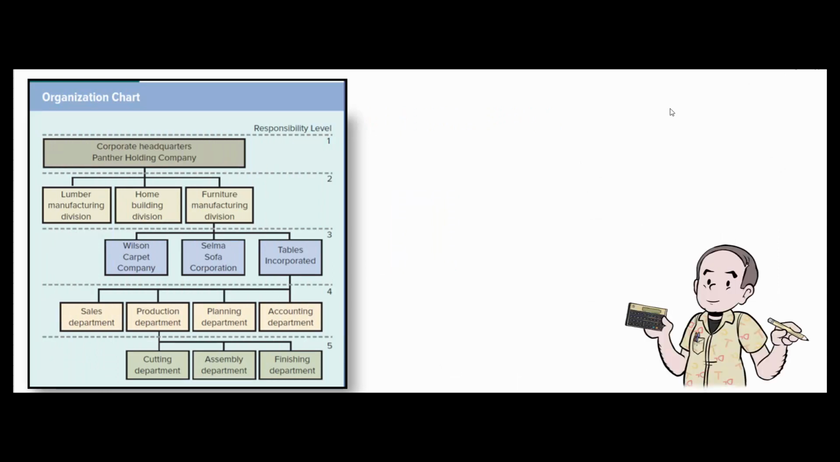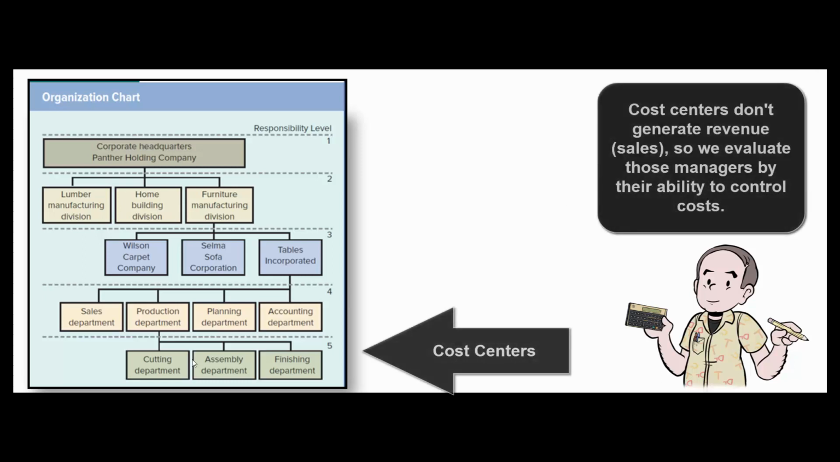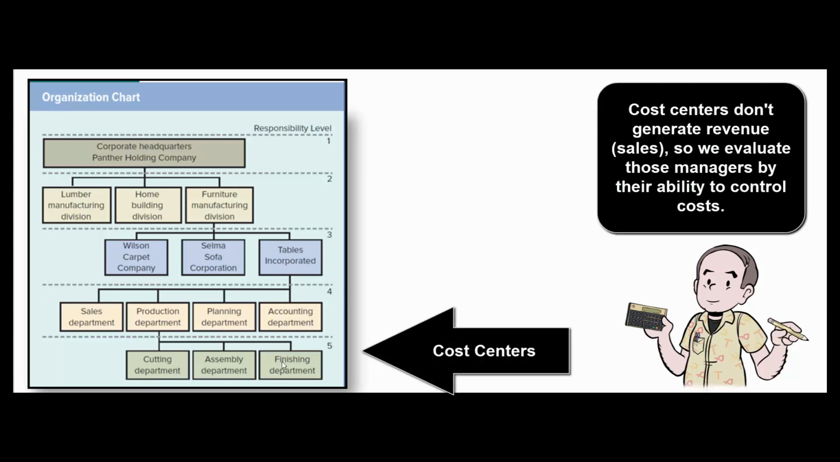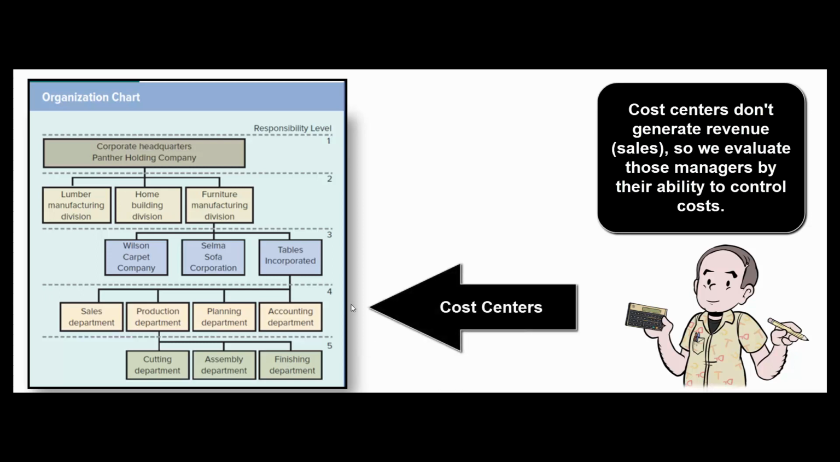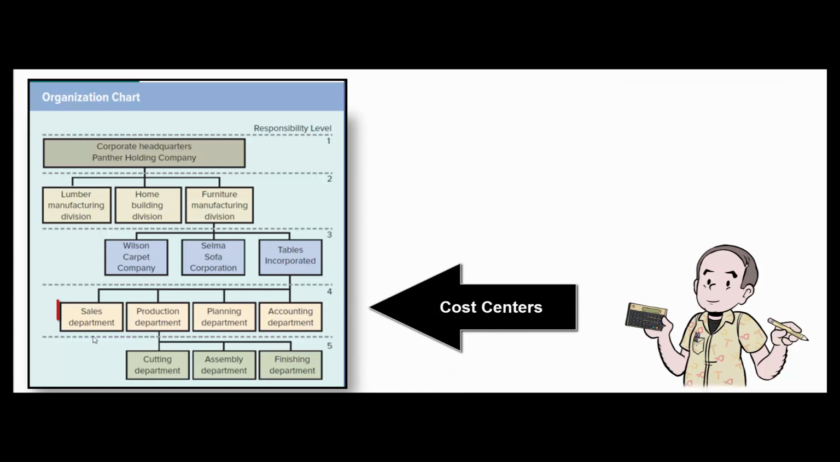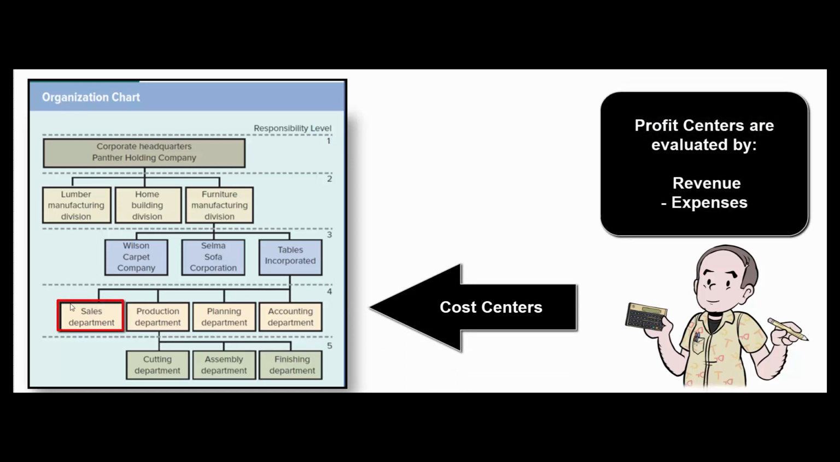All right, here's our organization chart for Panther Holding Company. Down here at level 5, these are cost centers. All these managers can do is try to control their costs. They don't have any revenue to manage. Same thing for level 4, just costs, except possibly the sales department, which may be considered a profit center, where we're going to look at revenue minus expenses.